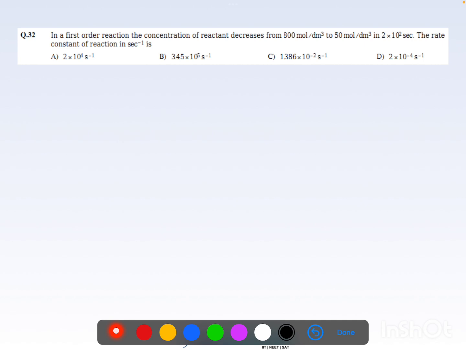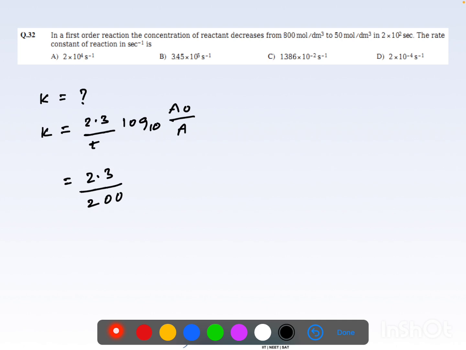In a first order reaction, the concentration of the reactant decreases from 800 to 50. The rate constant will be, so here they are asking again the K value. So again this K value will be equal to 2.3 divided by t, log base 10 of initial concentration divided by final concentration. So here 2.3, and t is mentioned as 2 into 10 to the power 2, that is 200, and log base 10 of initial concentration 800 and final concentration 50, so this is 16.